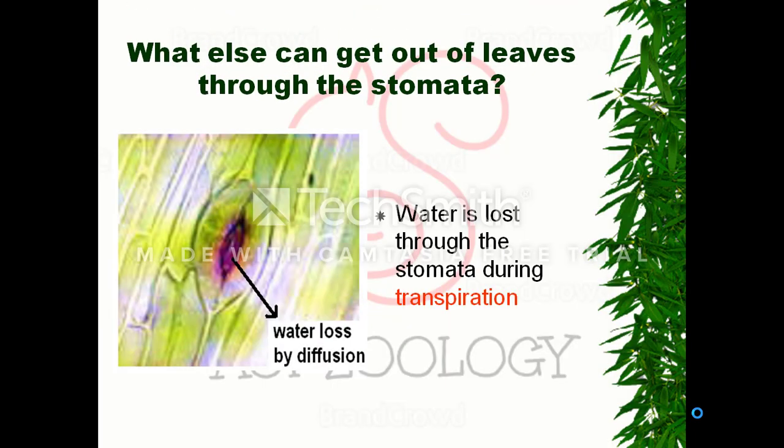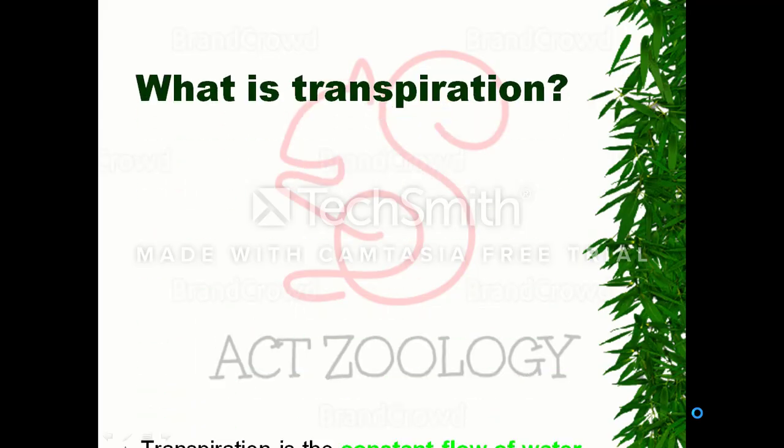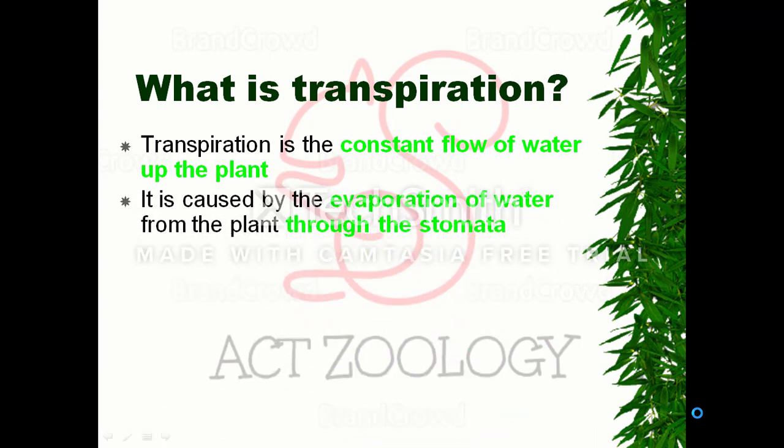So what else can get out of the leaves through the stomata? Water is lost through the stomata during the transpiration process by the process of diffusion. So what is the mechanism of transpiration?